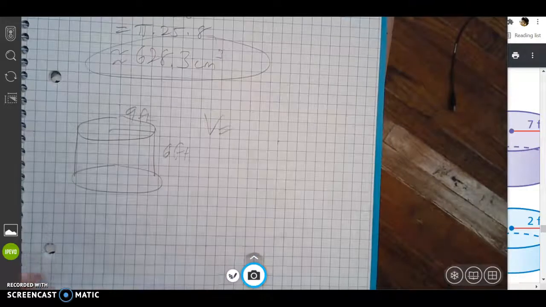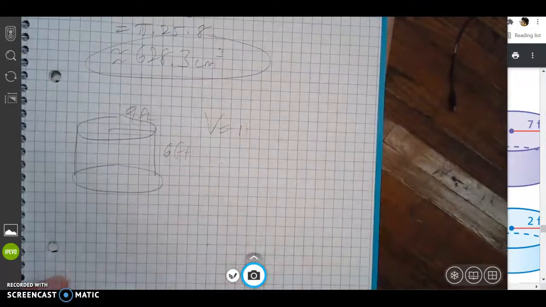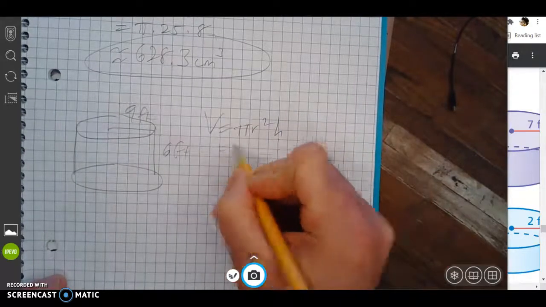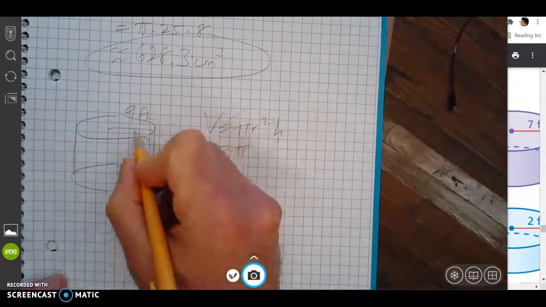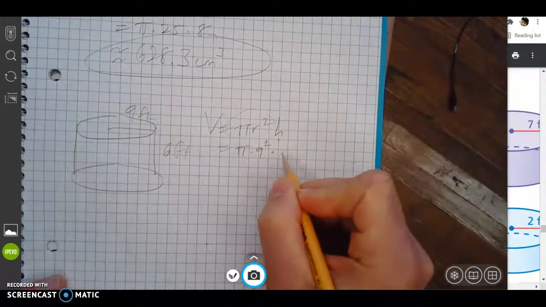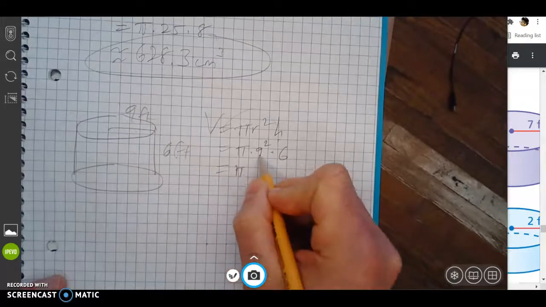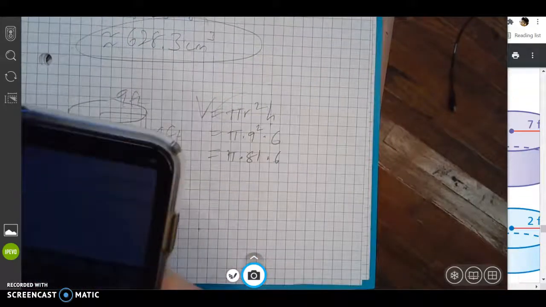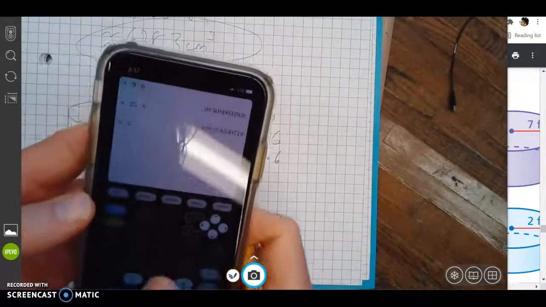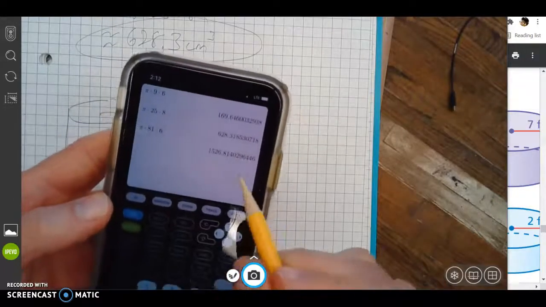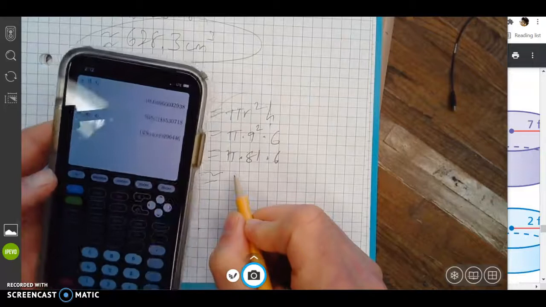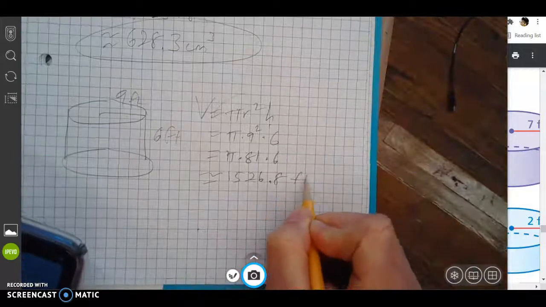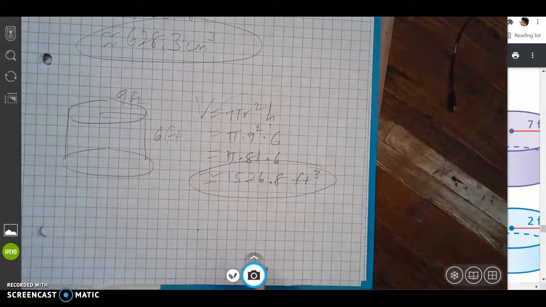Okay, so volume equals area of the base, which is pi r squared times the height. Area of the base times the height, so that's going to be pi. It just gives you the radius there. You straight up, good, times the height, which is 6. 9 times 9 is 81, times 6. So, pi times 81 times 6 is approximately, to the nearest tenth, 1,526.8 cubic feet. There we go.